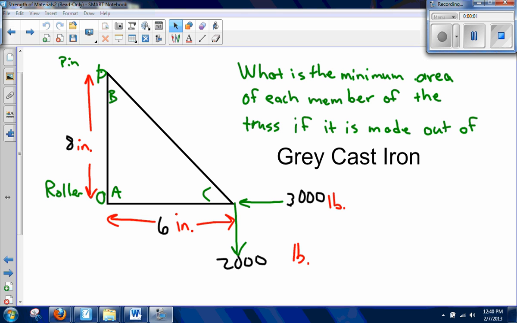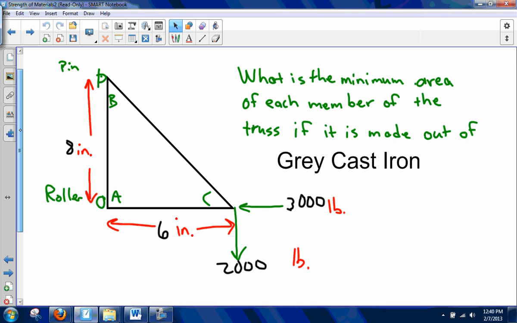All right. So this question is going to ask, what is the minimum area of each member of the truss if it is made out of gray cast iron? Okay, so what do we have to do first for any problem like this? That's right, we've got to make a free body diagram.